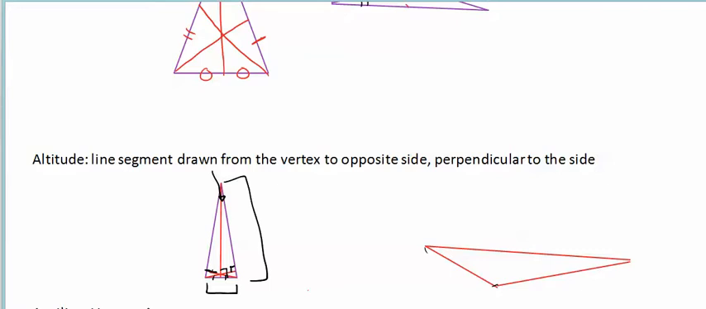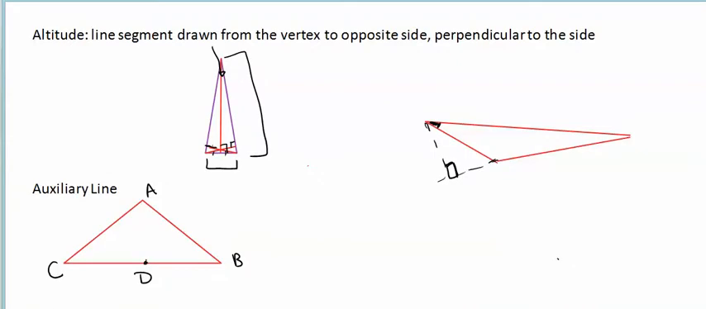Another thing you should know about altitudes is that the line segment drawn to the opposite side doesn't necessarily have to be within the triangle. If we look at this triangle over here, and we try to find the altitude from this angle, it actually goes outside of the triangle to make a 90-degree angle.